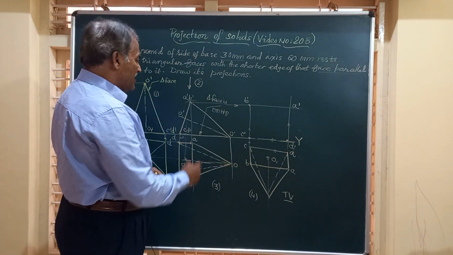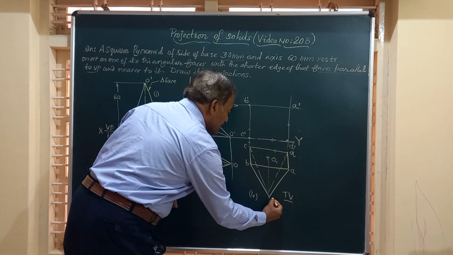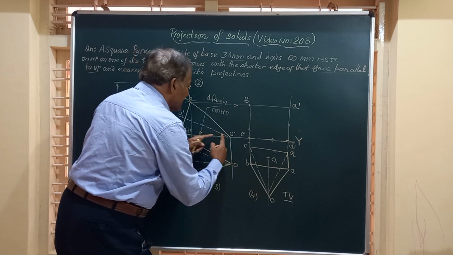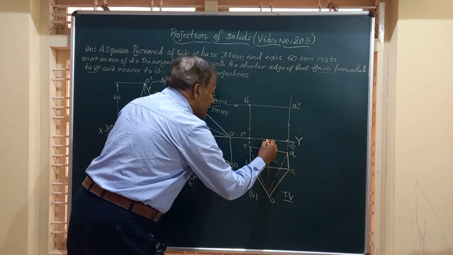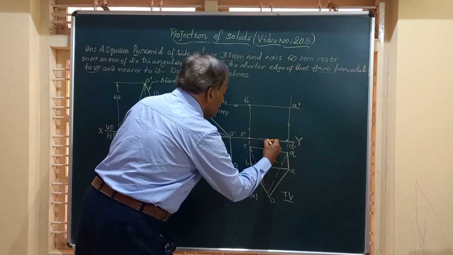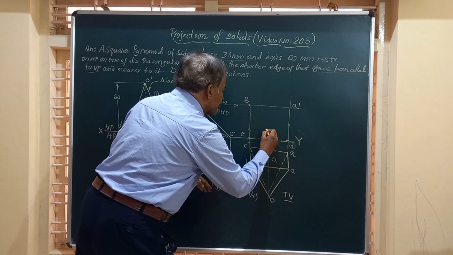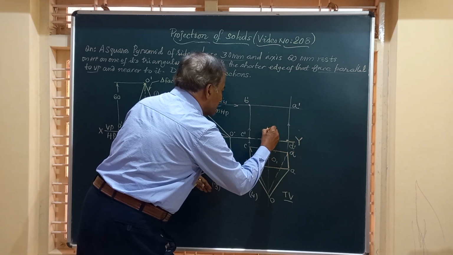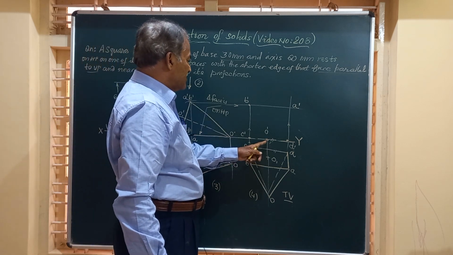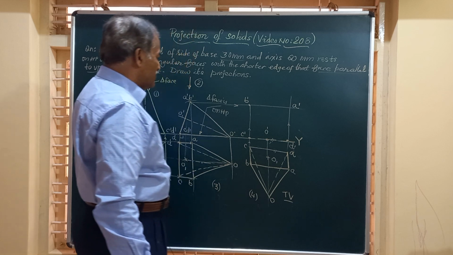And friends, let us obtain O. O is the vertex. So I should get O dash here. Draw a horizontal line from O dash, a vertical line from here. The point of intersection will give you the point O dash. That is the vertex. O dash I will get. Friends, we have got the O dash, the vertex, and all the other four corners of the object are obtained.